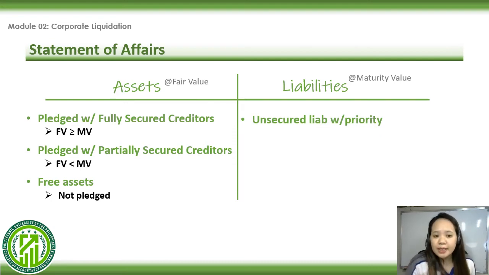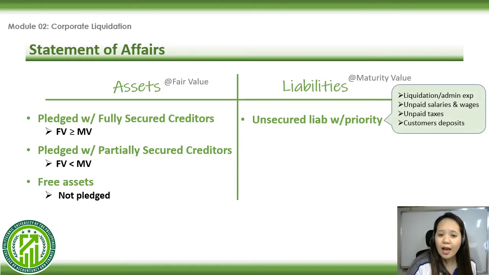For the liabilities classification, parang katulad lang din siya nung sa assets mo, you have unsecured liabilities, so meaning walang collateral tong mga liabilities na to. Pero bago mo bayaran yung mga iba pang creditors mo, you are required by law to settle these creditors first. So sino-sino yung mga yon? Liquidation or admin expenses, unpaid salaries and wages, unpaid taxes, and customers deposits. So, sila yung first group na dapat bayaran in full.